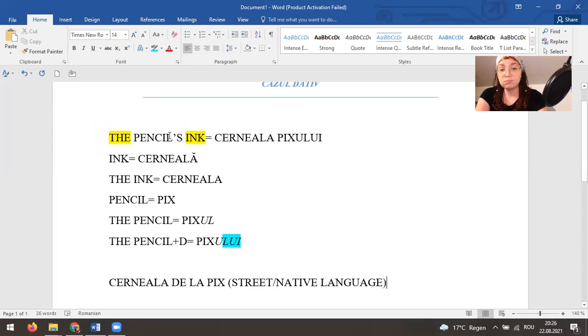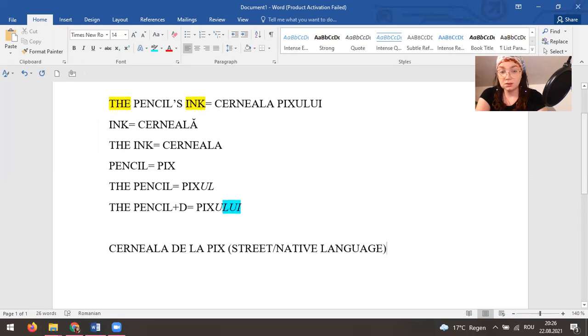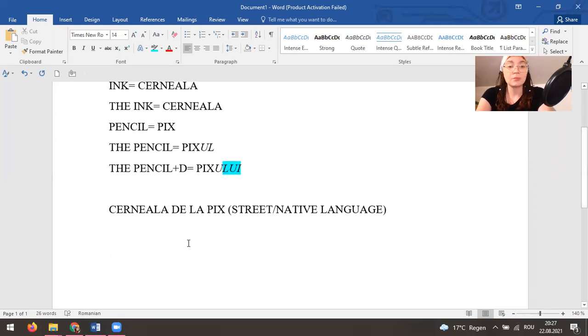Now, what will happen if we have the pencils' ink? We have this one plural. The owner will be plural. So here we have this one that ends with S in English. This is the owner and this is the property. So owner, property, just like in the genitive, and in dative it is the same thing, but not a real person, because a pencil is not a real person. It's an object. The same will be for animals.